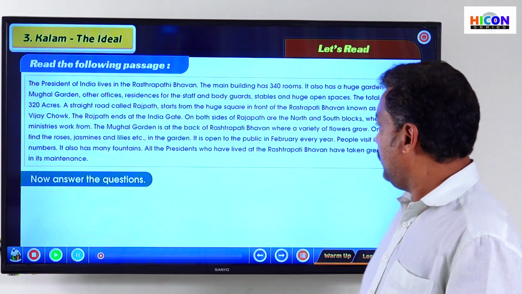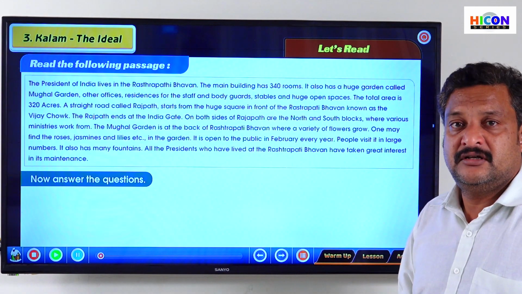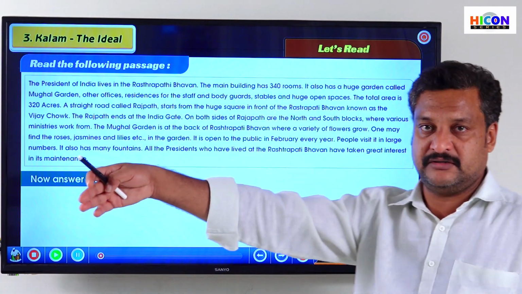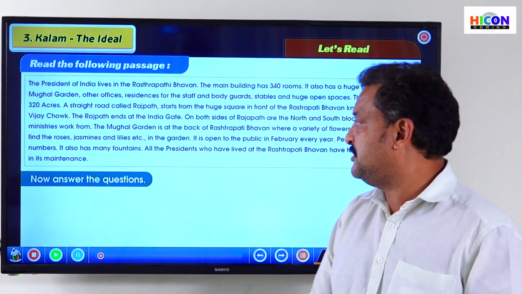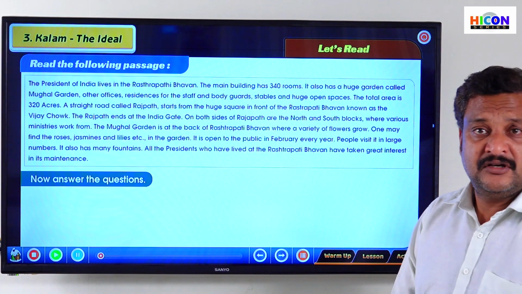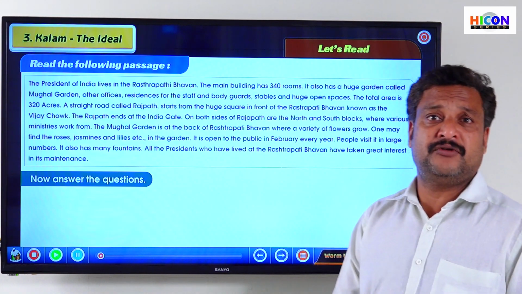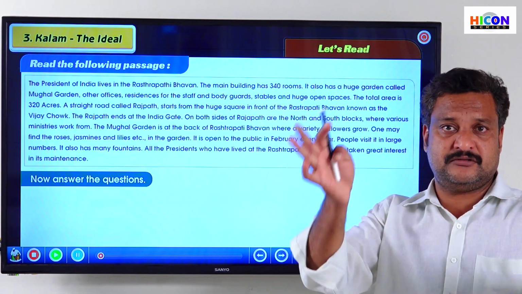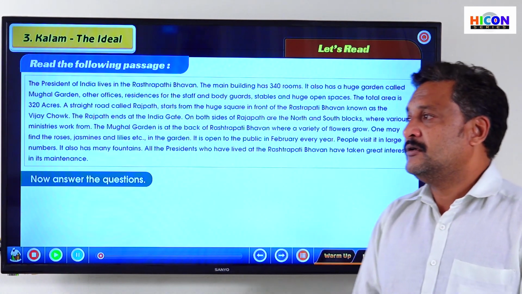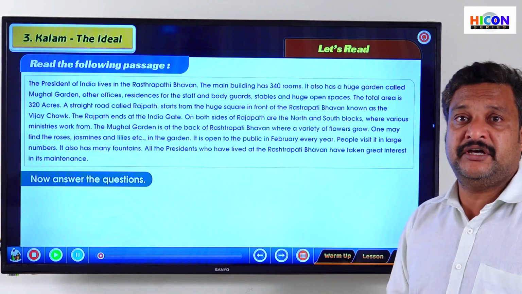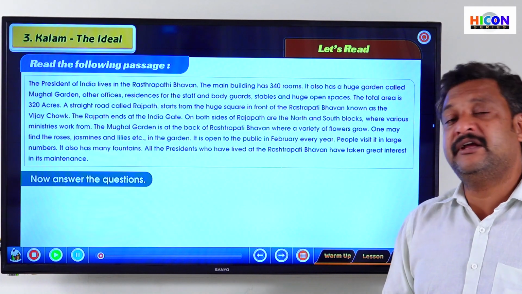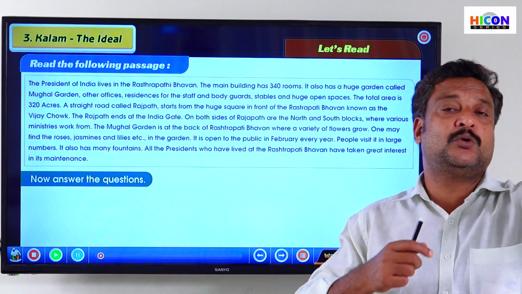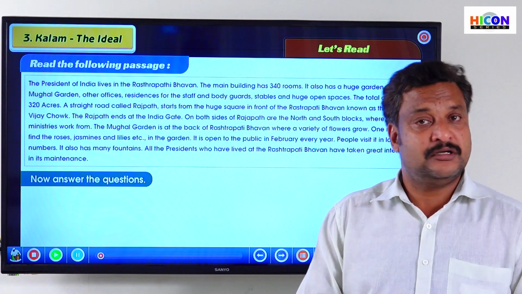We have already talked about this Mughal Garden, which comes behind the Rashtrapati Bhavan, on the other side. It's very famous. We can usually find a large number of flowers, flowering plants, and different shapes over there. A good number of gardeners also work there. It's open for the public in the month of February. So only during February are we allowed to go in and have a look at the Mughal Gardens.